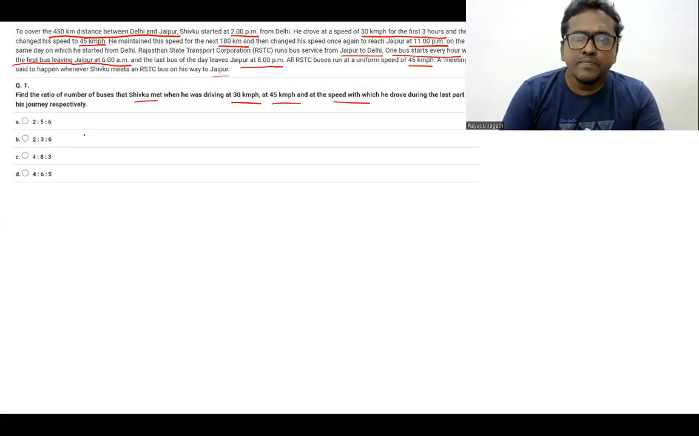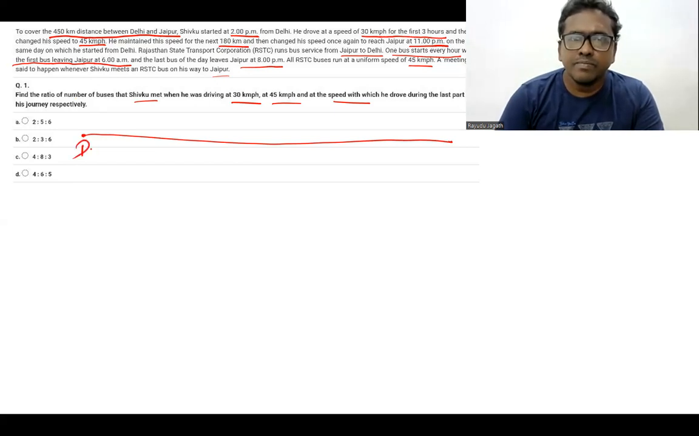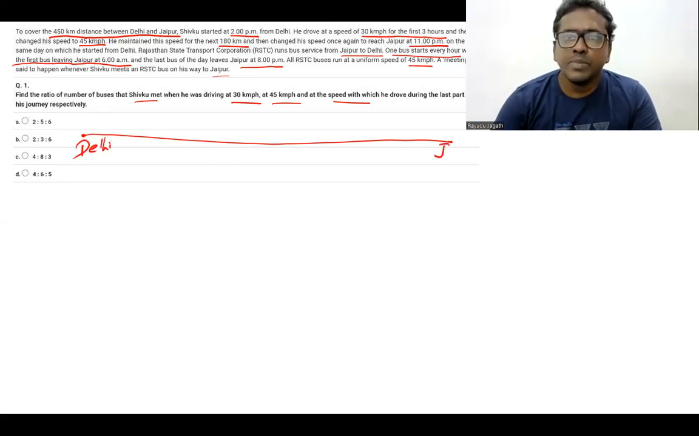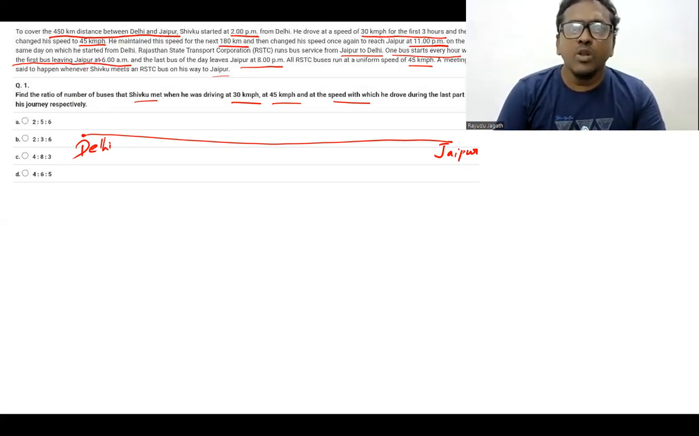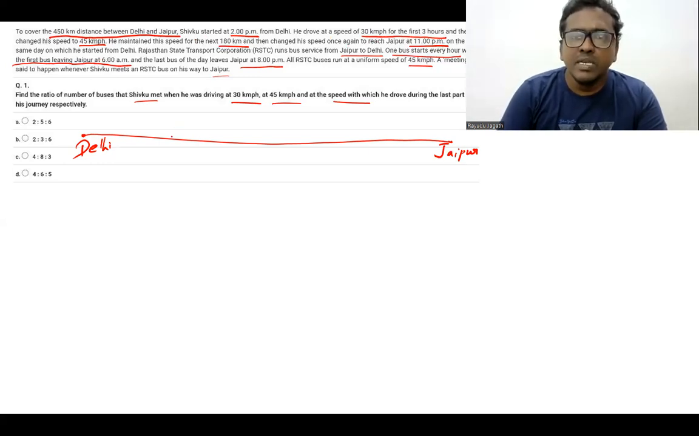Okay. Here, this is the distance. Assume this is Delhi. This is Jaipur. Delhi to Jaipur, to cover 450 kilometers. Shiva started at 2 p.m. He drove at a speed of 30 km per hour for the first 3 hours. That means 30 into 3 is equal to 90 kilometers. 90 kilometers is the distance.